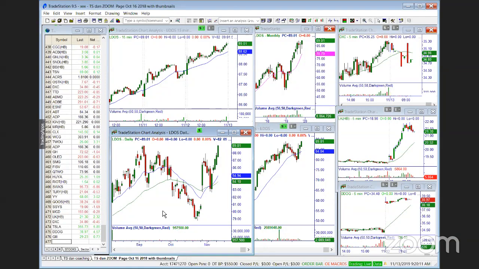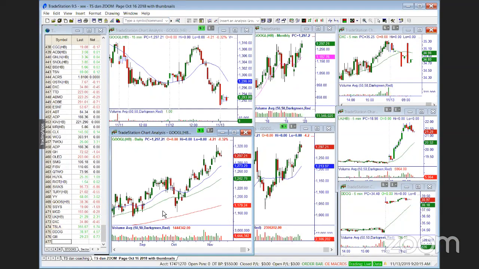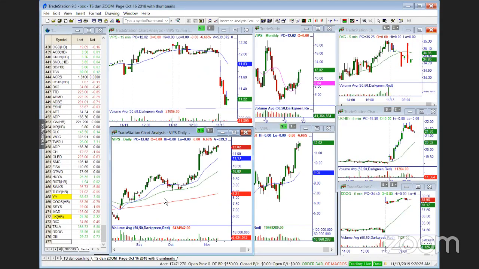Our Google call spread is down $4. I already tightened stuff yesterday. I'm just glancing at any other opens. Oh, our VIPS is not good. That has a bearish gap down. It looked fantastic as an add over yesterday's high. Our Nike is flat.